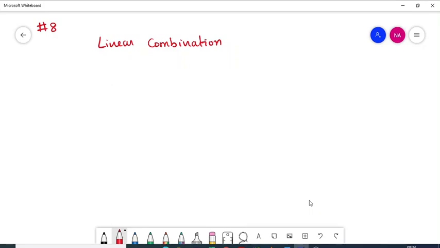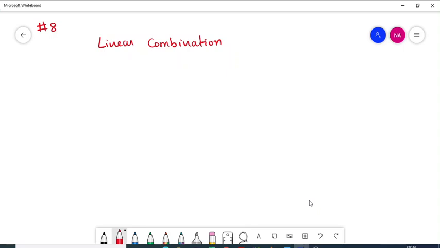I welcome you all for the discussion on linear combination, class number 8. In the last class, I think I explained what you mean by linear combination. Now we are discussing in detail what is linear combination and how they are classified into different kinds. That will be discussed here.